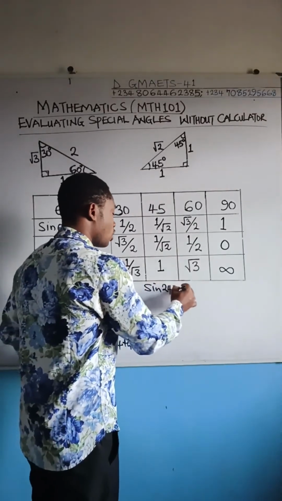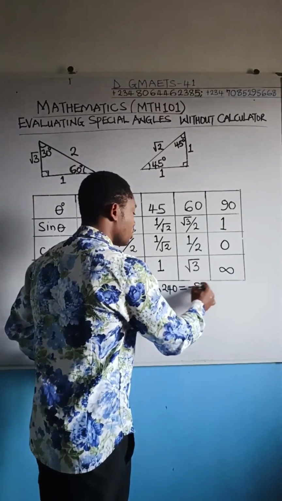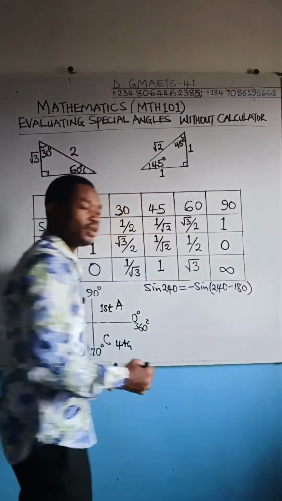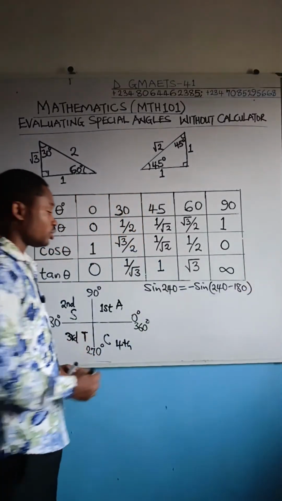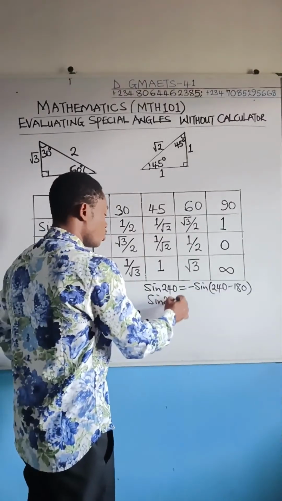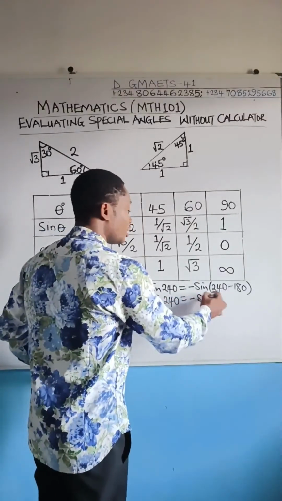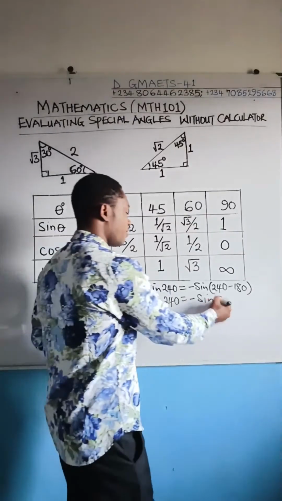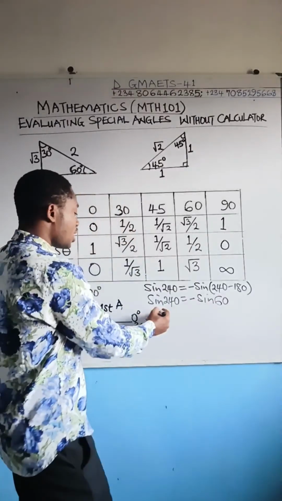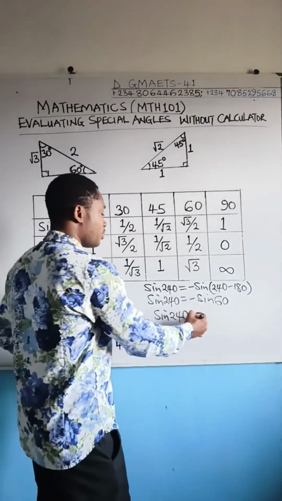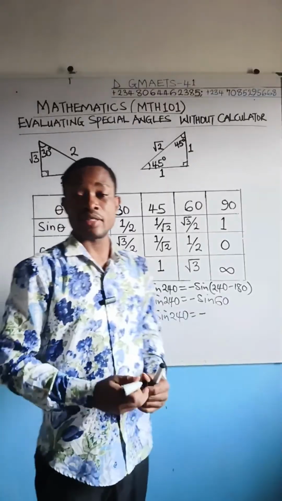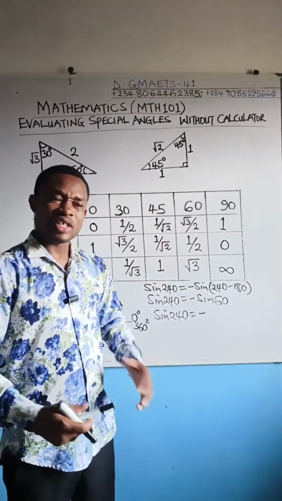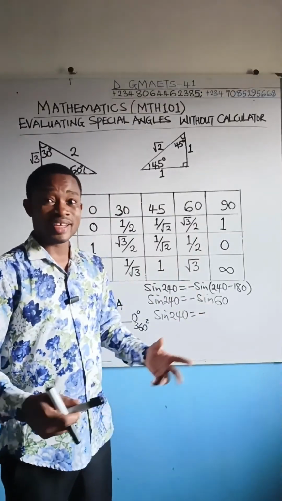Sine 240 is going to be equivalent to minus sine, open bracket, 240 minus 180. Remember, you are still operating in the third quadrant. So sine 240 will be equal to minus sine of 240 minus 180, which is 60 degrees. Sine 240 and sine 60 are equivalent. The only difference is that one will be positive, the other will be negative, as the case is.